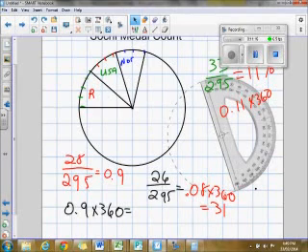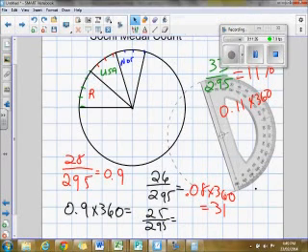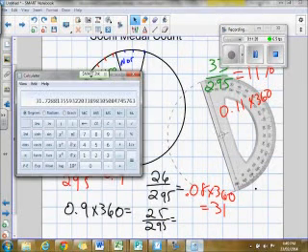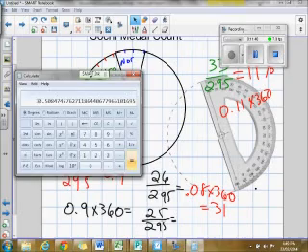Canada came in fourth in the total medal count. They had 25 medals out of the 295 that were handed out. My calculator, 25 divided by 295 equals that. Times that by 360 gives me 30.5 degrees.